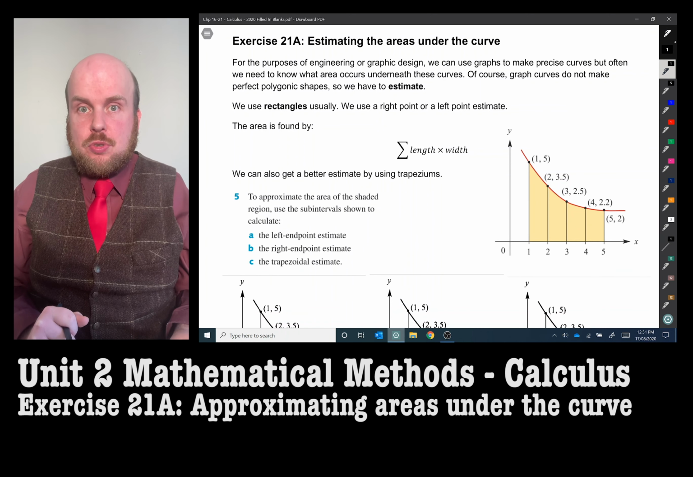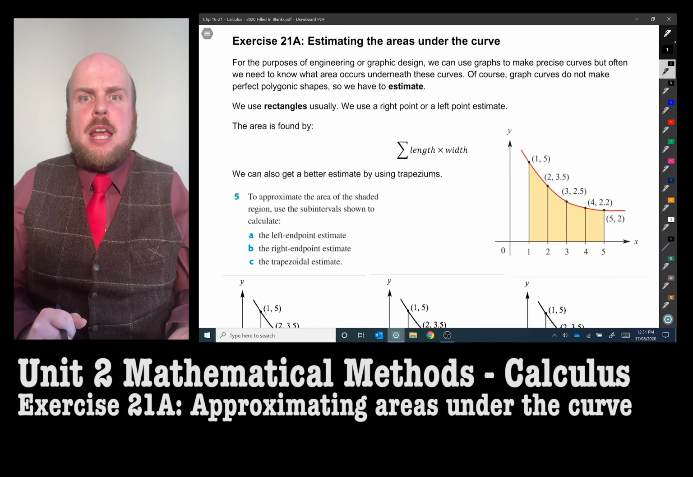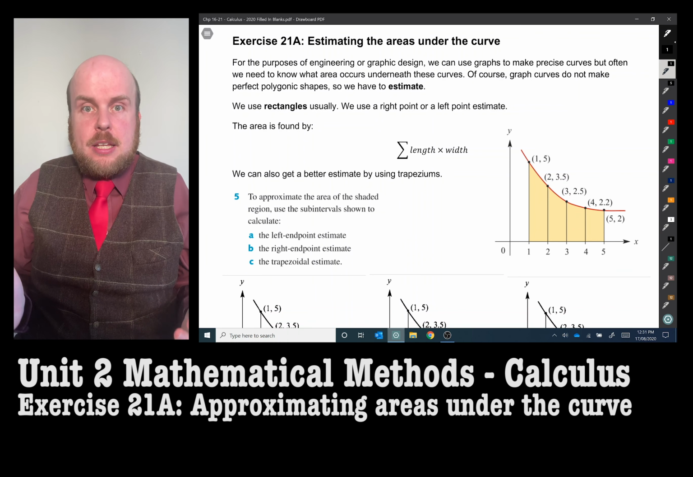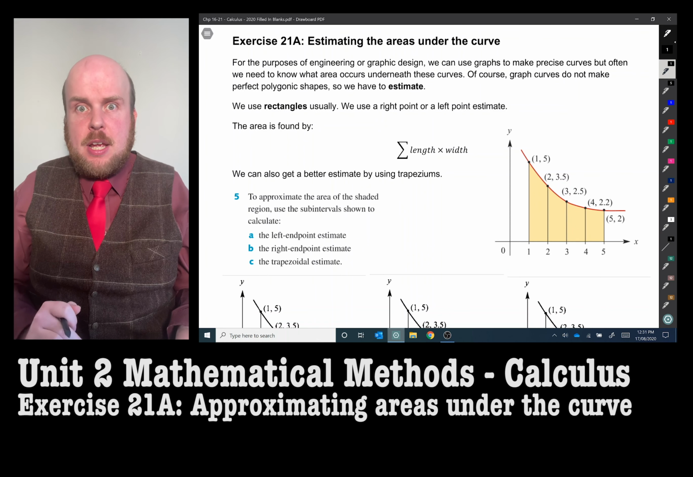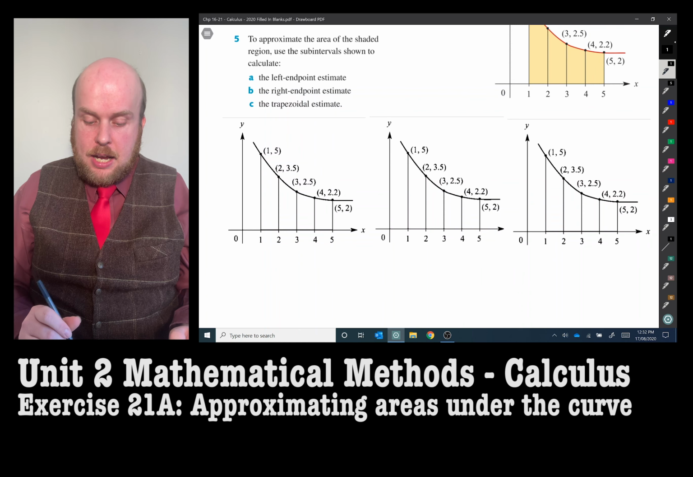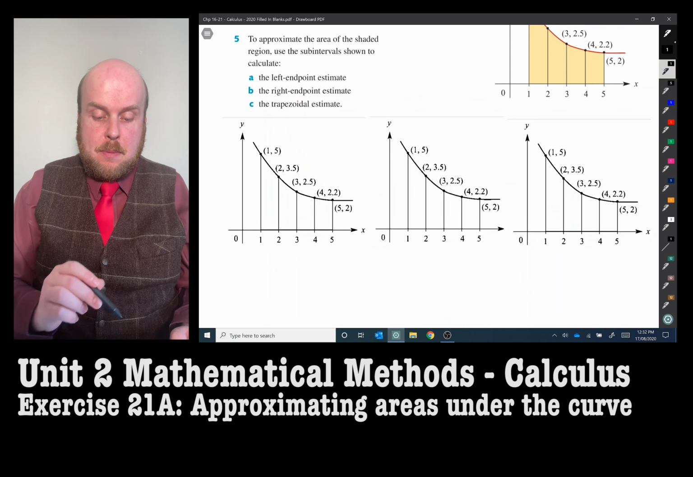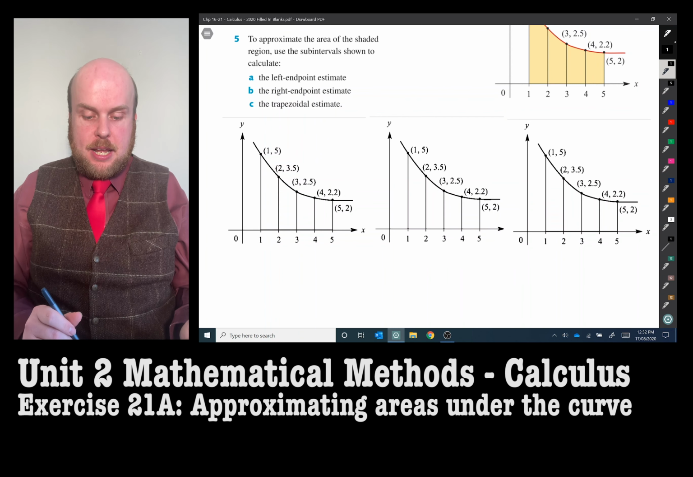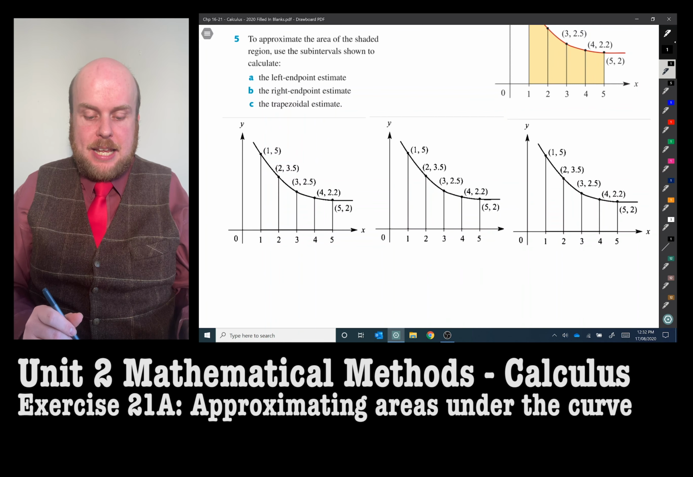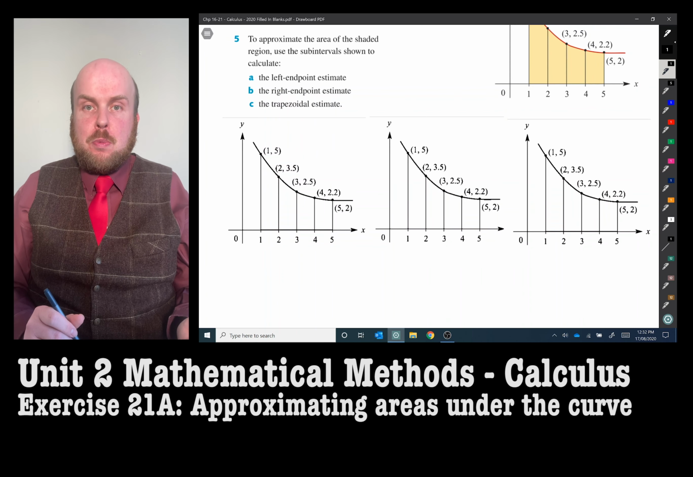Well, one of the strategies we can use to approximate it is to use other regular, ordinary polygonic shapes as a substitute, and see if we can make an estimate. Here I've got a curve, and I am going to approximate it by using a left endpoint estimate, a right endpoint estimate, and the trapezoidal estimate. So what does that mean?